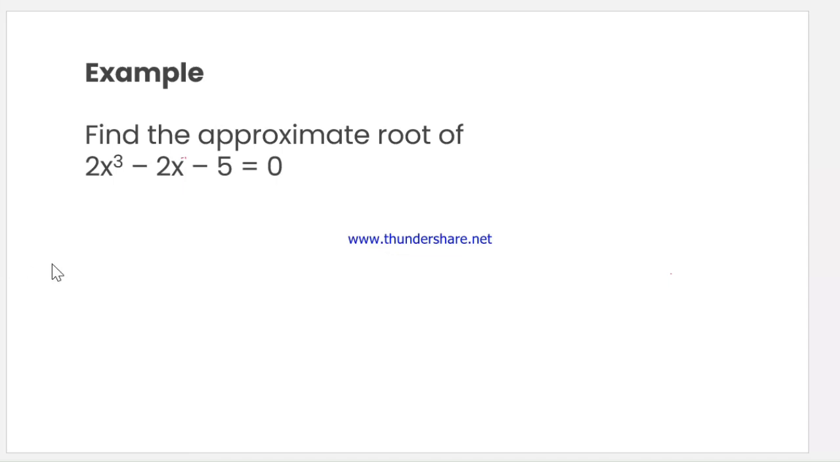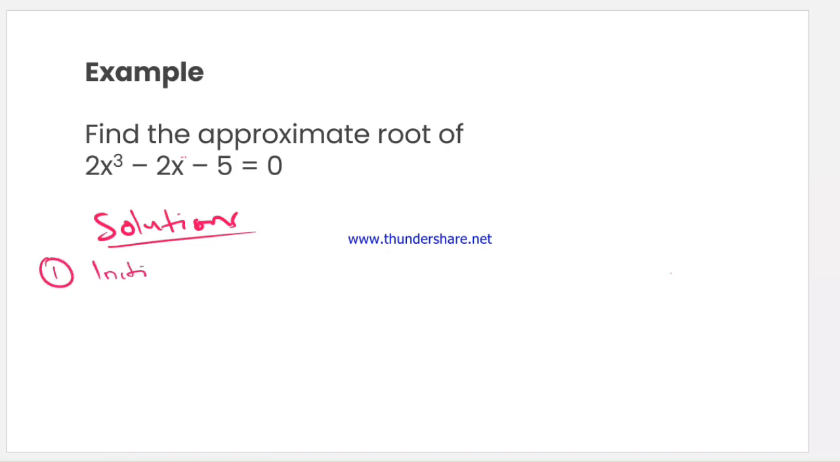Let's look at this example. Find the approximate root of 2x cubed minus 2x minus 5 equals 0. Now, let's try to solve this. To solve this, we follow the three steps mentioned. The first step, initial guess.